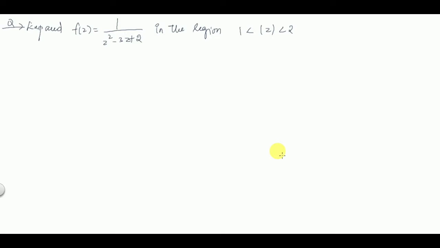So in this video we'll see some more problems on Laurent series when the region of convergence is given. Okay, so if the region of convergence is given, then you have to be careful in the expansion. We can't directly do it by taking the expansion as you think.